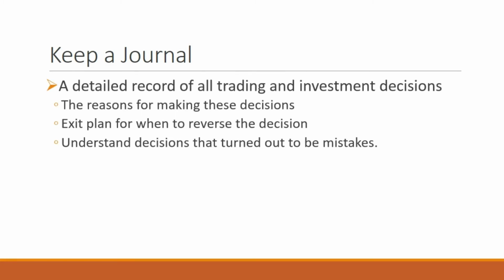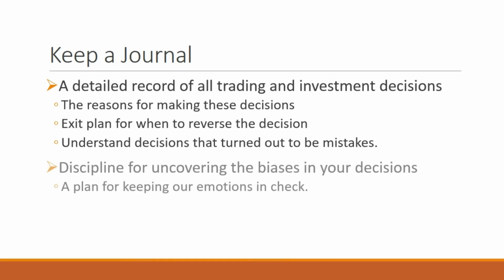Closely related to this is keeping a journal. We tend to remember history selectively, and we forget many things. We're also liable to have overconfidence and over-optimism in our ability to remember history. Keeping a contemporaneous, detailed record of all our trading and investment decisions is a way to combat these. One should put in the journal the reasons for making these decisions, these investments, an exit plan for when to reverse the decision, and an understanding that investments turn out to be mistakes, or understanding why they turned out to be mistakes. This is a discipline for uncovering the biases in your decisions and a plan for keeping our emotions in check. One should also keep journals of our forecasts.